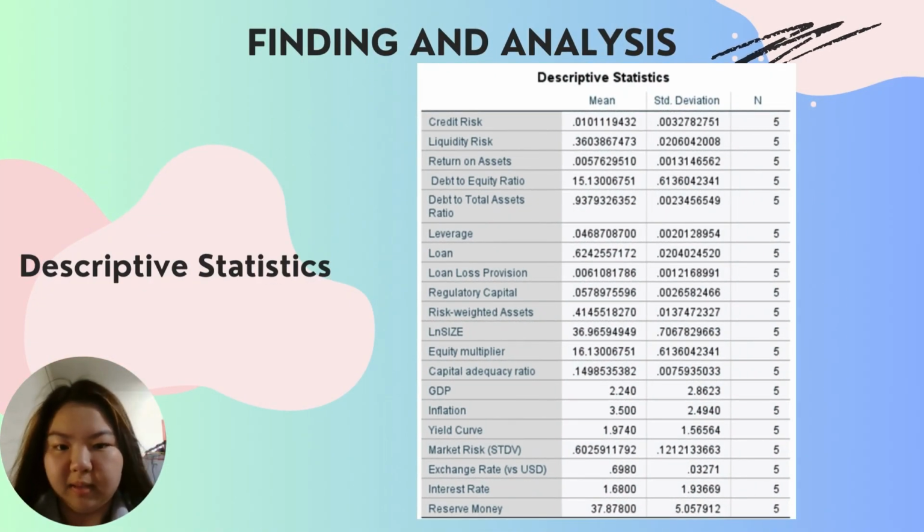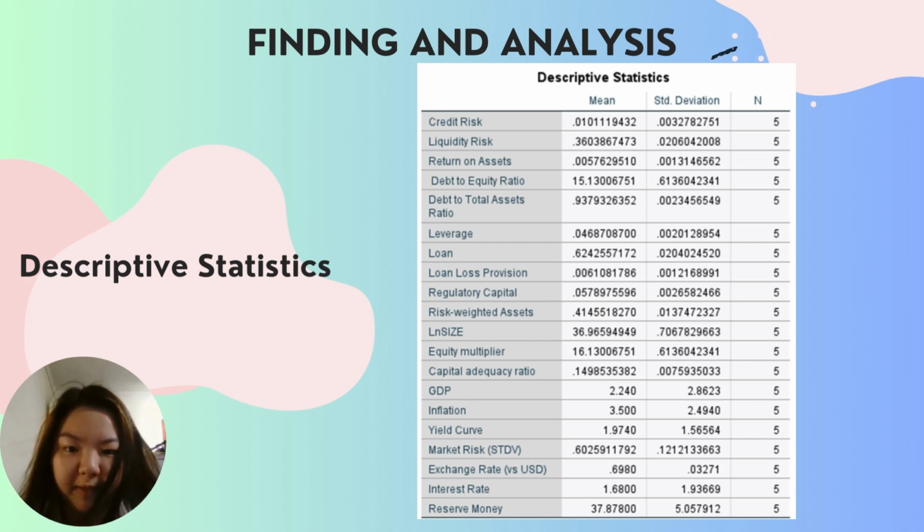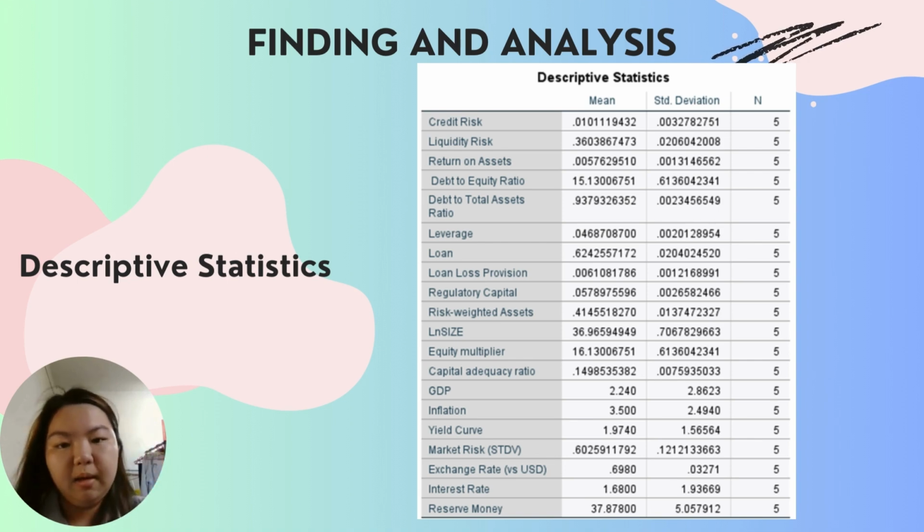In this slide, I will explain the descriptive statistics. Based on the descriptive statistics table, the mean of credit risk is 0.0101 and the standard deviation is 0.0036. Liquidity ratio has a mean of 0.3603 and standard deviation of 0.0206. The mean of ROA is 0.057 and the standard deviation is 0.0013 respectively. Next, the mean and standard deviation of debt to equity ratio are 15.13 and 0.6136. For the debt to total asset ratio, the mean value is 0.9379 and the standard deviation is 0.0023. Leverage ratio has a mean value of 0.046 and standard deviation of 0.002.